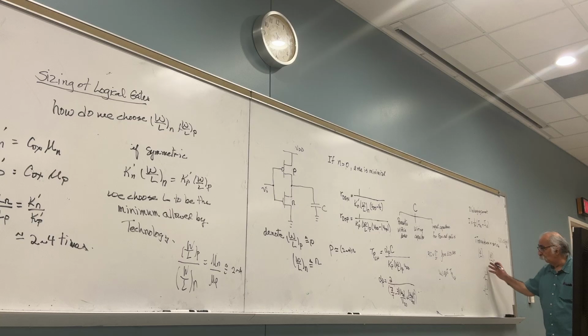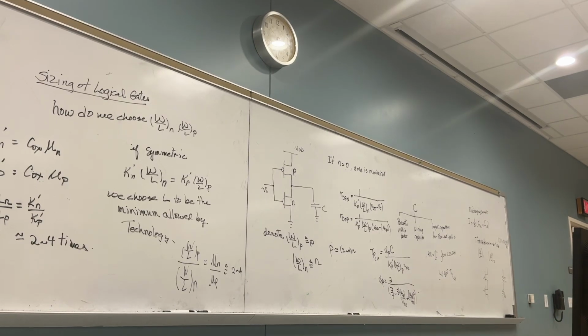Which means what? I want to find the equivalent of this, in other words, replacing the two by only one of them. In exactly the same way as we did when we have two resistances in series. If I have two resistances in series, R1 and R2, are they in series? What is the equivalent? R1 plus R2. Exactly the same thing here, but I'm talking about the equivalent W over L.